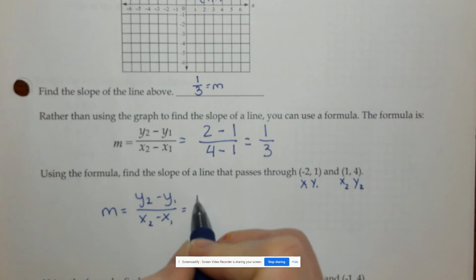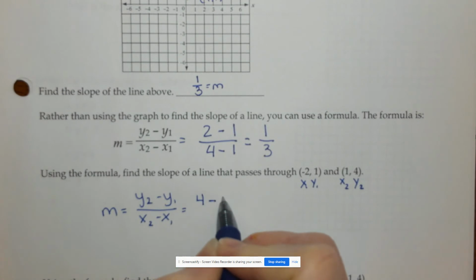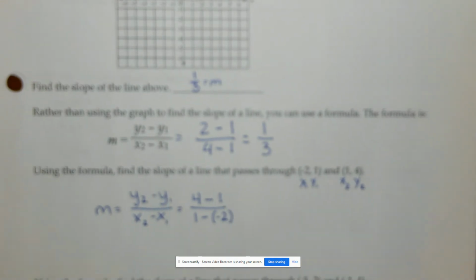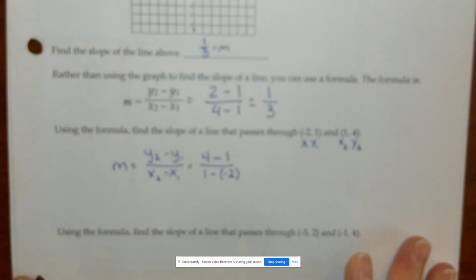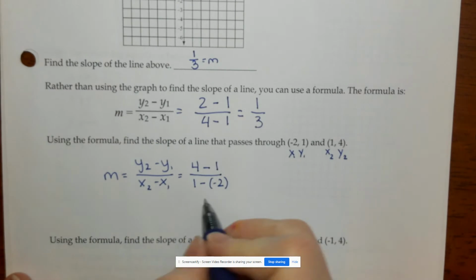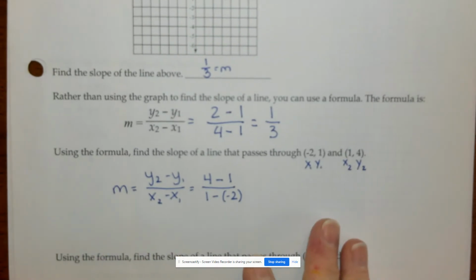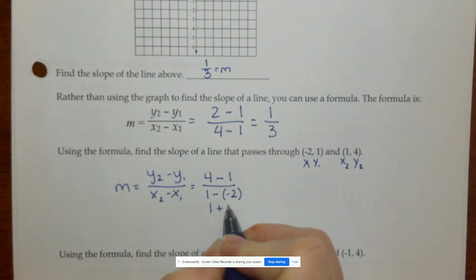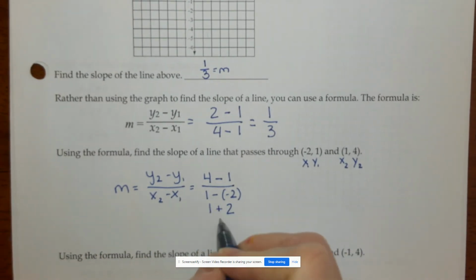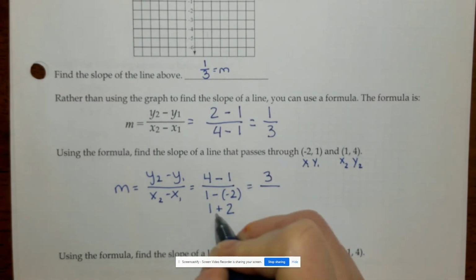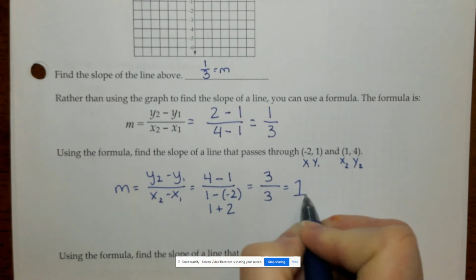So y2 is 4 minus y1 is 1, over x2 is 1 minus x1 is negative 2. Now notice I put it in parentheses because it's a negative, and I have to do that because I have to remember 1 minus negative 2 is the same as 1 plus a positive 2, okay? Minus a negative 2, the same as plus a positive 2. So 4 minus 1 is 3, 1 plus 2 is 3, and the slope between those 2 points is a 1.